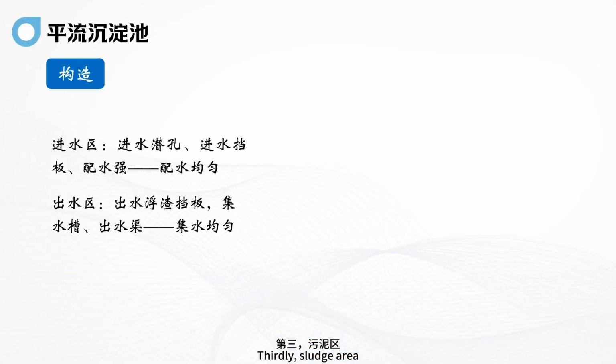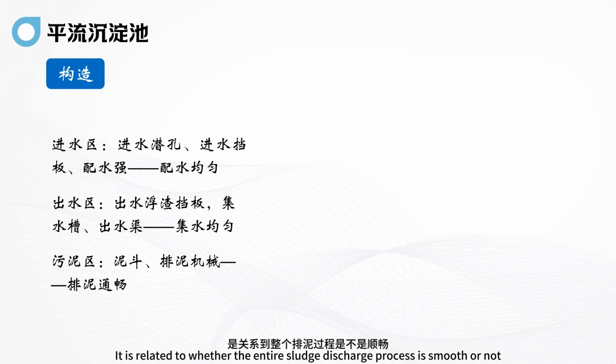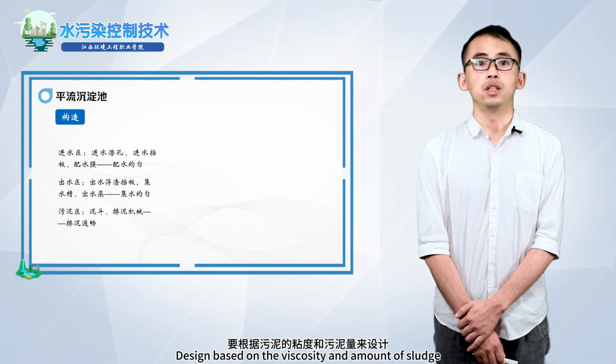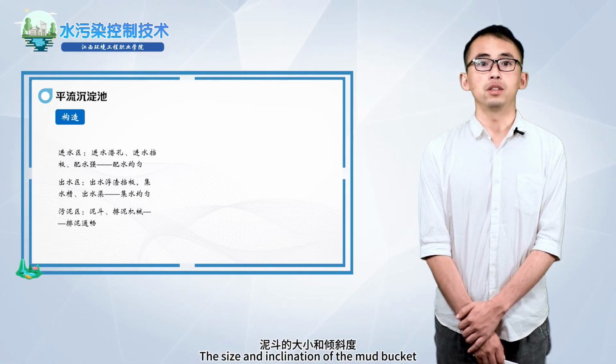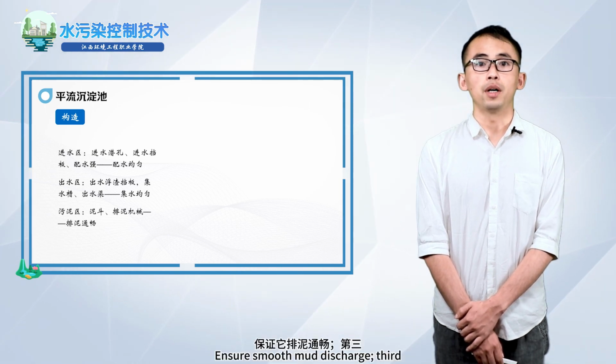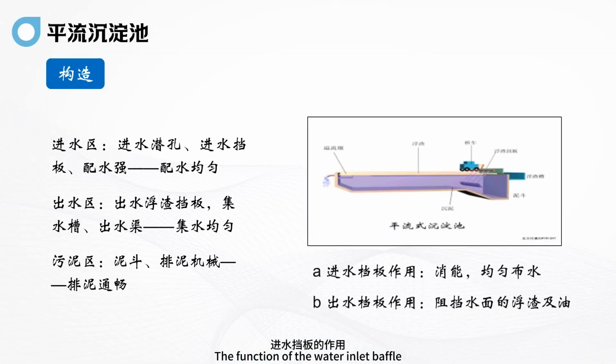Thirdly, the sludge area: mud hopper and sludge discharge machinery. It is related to whether the entire sludge discharge process is smooth or not. The mud hopper is designed based on the viscosity and amount of sludge, including the size and inclination of the hopper, and there are pipes for sludge discharge. This ensures smooth mud discharge.